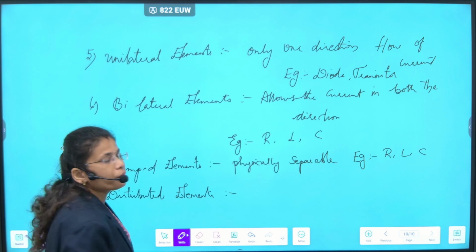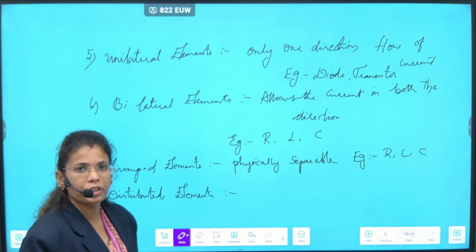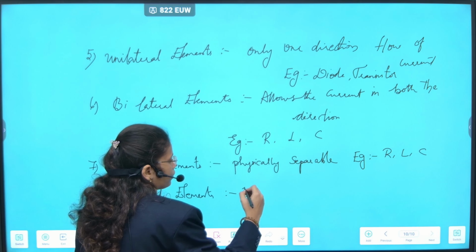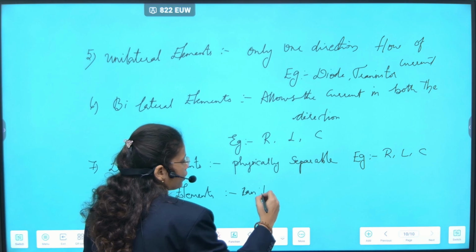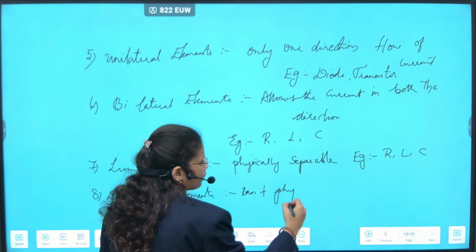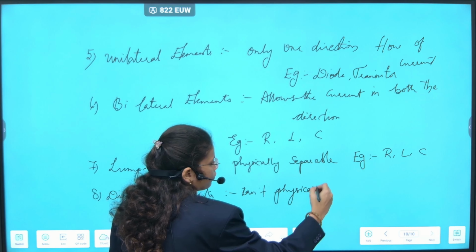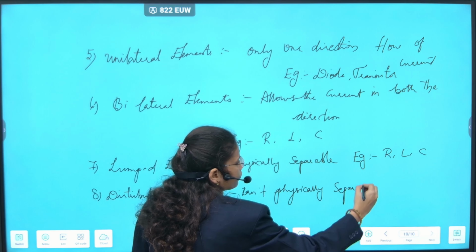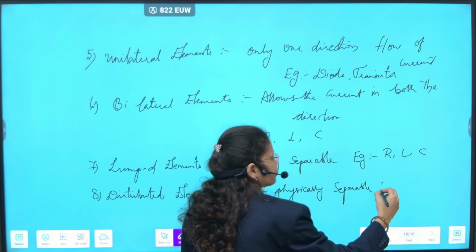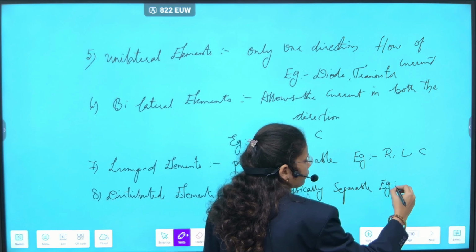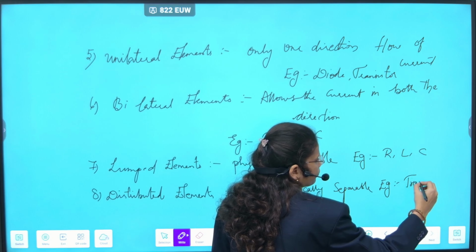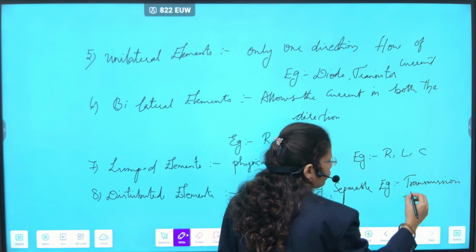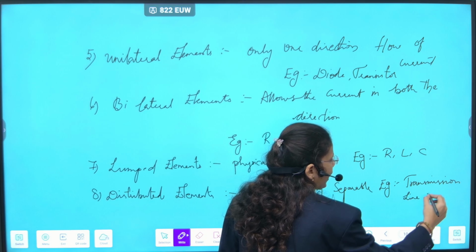The elements which cannot be physically separable are called distributed elements. Example: transmission line parameters.